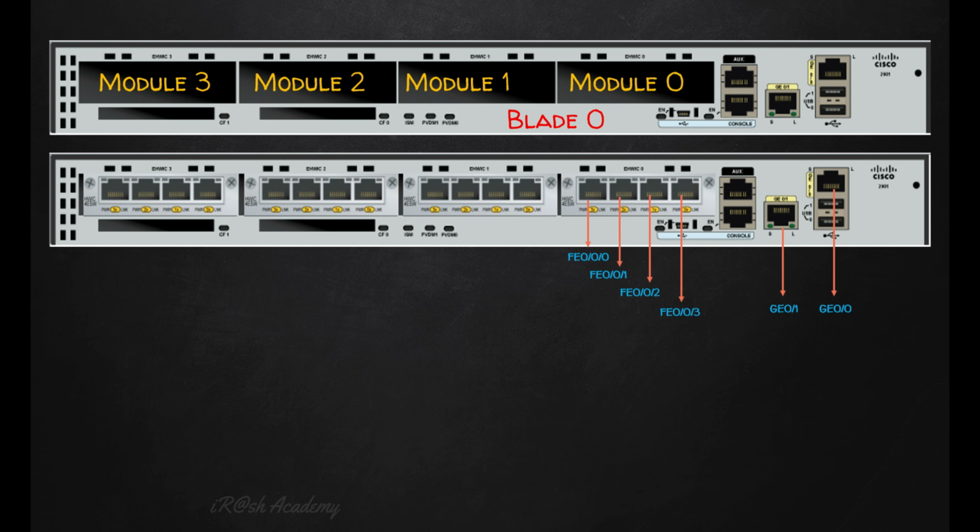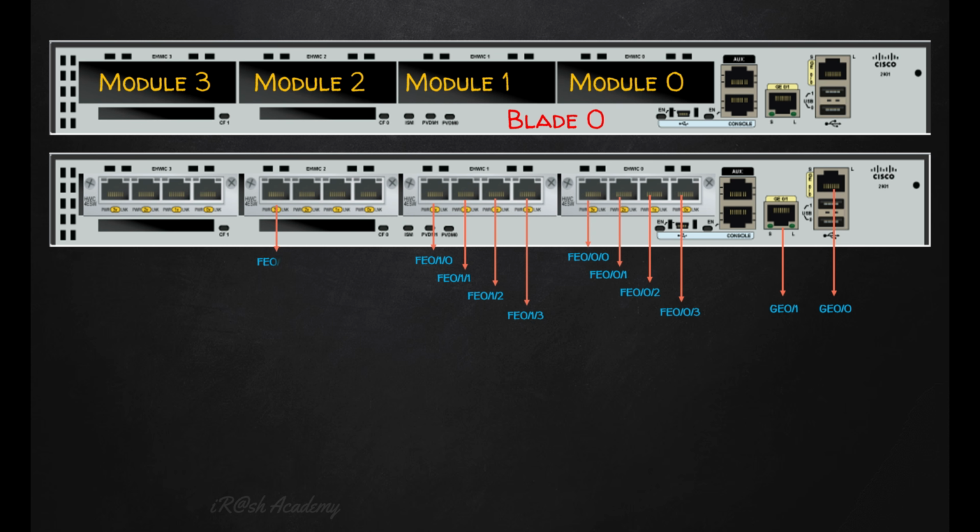Now let's go to the second module. How can they be named? For the second module, the first one will be 0/1/0. Can you see here, the blade number stays 0, so there is no change. But did you notice the module number has changed to 1, because this is module 1. Before it was module 0, that's why we used 0 there. And this time we have to use 1 because it is in module 1. Now the second will be named like this, and the third and fourth also will be named like this.